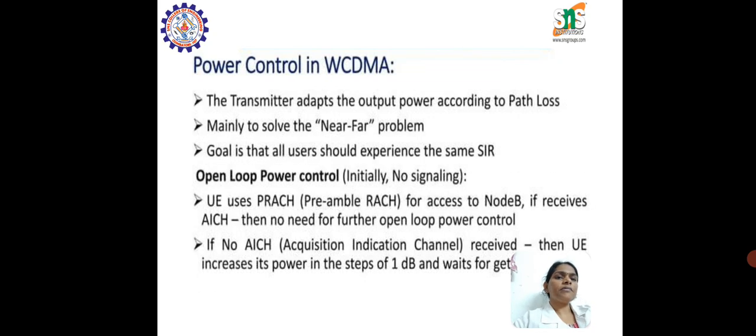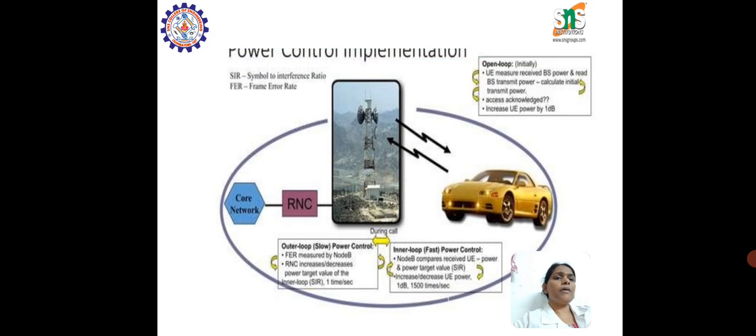And let us see the power control of WCDMA. The transmitter adapts the output power according to the path loss, mainly to solve the near-far problem. Its main goal is that all the users should experience the same SIR. Next is open loop power control, which means no signaling. That is, the user equipment uses the preamble on the RACH for access to the Node B. And let us see the power control implementation of the network.